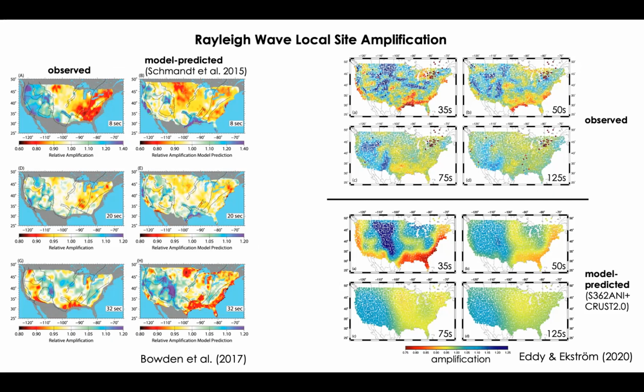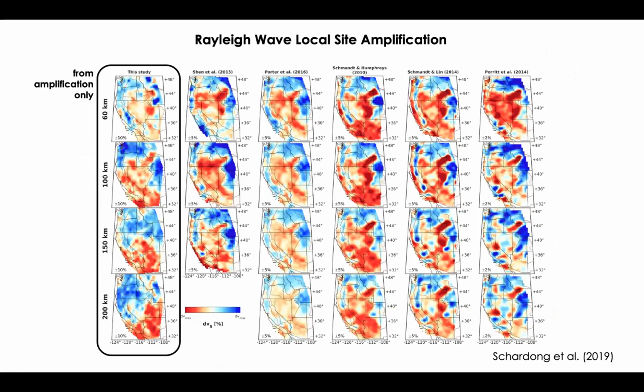To the best of my knowledge, only one study has utilized local site amplification in an inversion for depth-dependent seismic structure. Loïc Chardon and co-authors determined amplification in the Western US using the amplitude ratio approach developed by Eddy and Ekström. And then they applied a Monte Carlo approach to solve for perturbations in shear wave speed. It's worth emphasizing that they used only amplification data in building this model, so it's a nice test of what can be constrained by amplification alone.